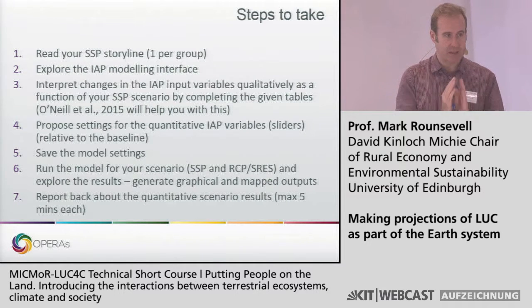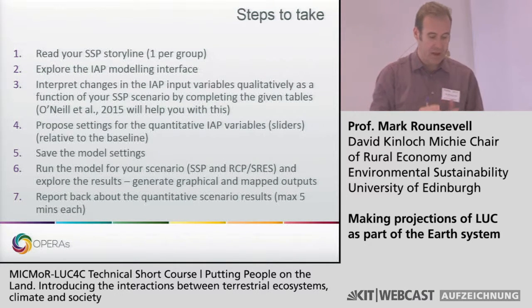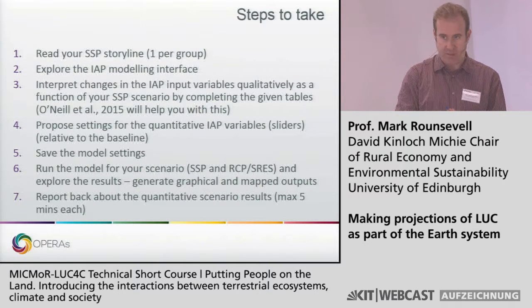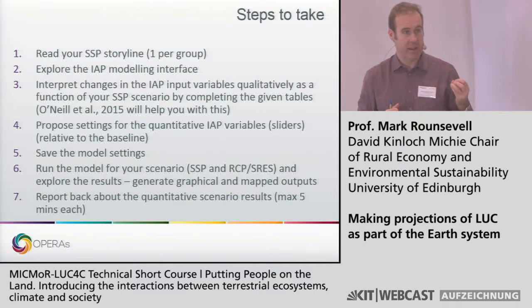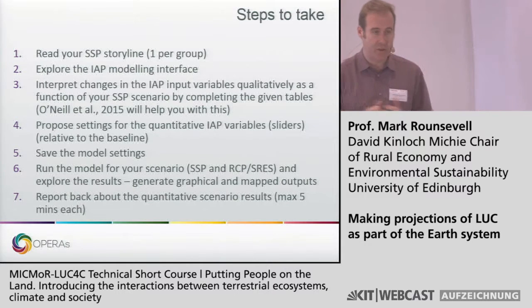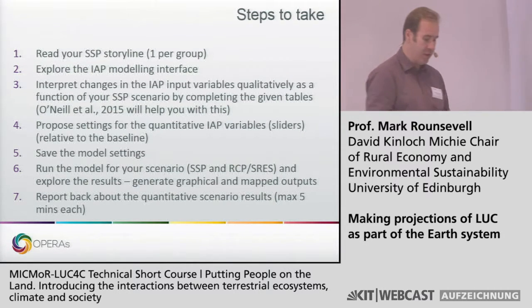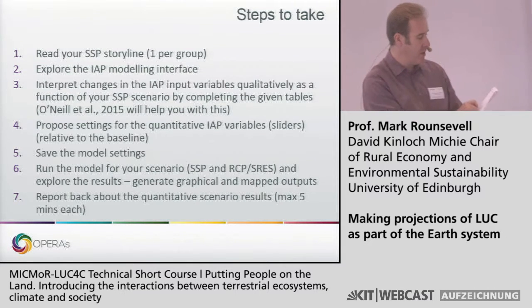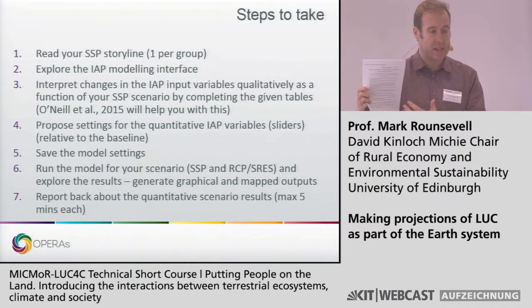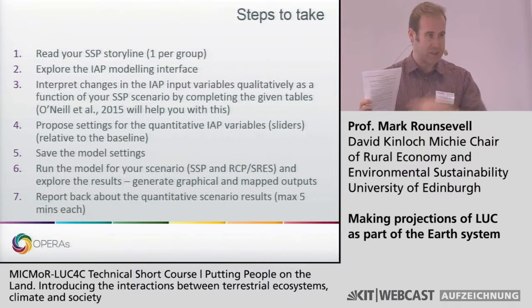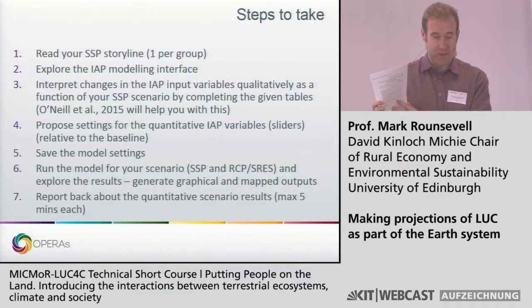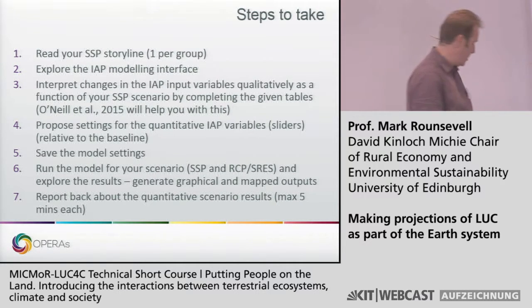Then you have to go through a process of interpreting the input parameters to the IAP from your SSP narrative, from the storyline. And you could do that to start with in a qualitative way. So that might be, as I showed you a little bit earlier, population might be high, medium, or low, right? So that's just a qualitative statement. And I'll give you a copy of this paper, which has just been published by Brian O'Neill in Global Environmental Change, which describes the SSP narratives. There are tables in here which actually give that qualitative information for most of the variables you're dealing with, but not for all of them. So some you can do quickly, others you might have to think about yourselves and do your own interpretation.